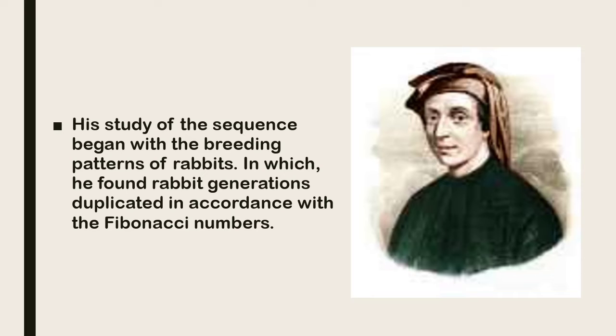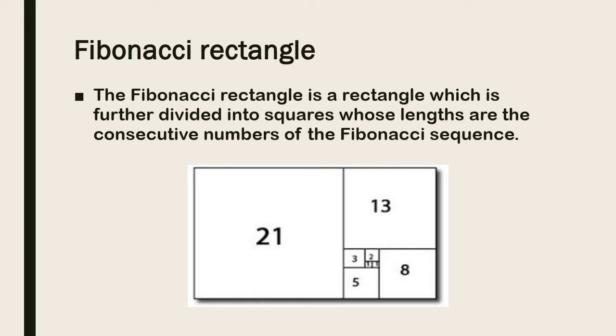The person in the picture is Fibonacci, also known as Leonardo Bonacci, Leonardo of Pisa, or Leonardo Vigolo Pisano. He was an Italian mathematician from the Republic of Pisa. He is the most talented Western mathematician of the Middle Ages. At this point, we are going to talk about the Fibonacci rectangle.